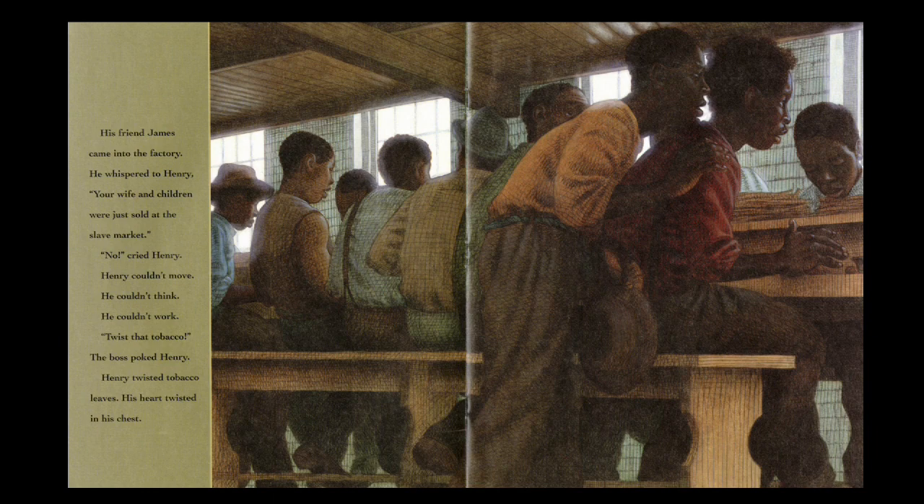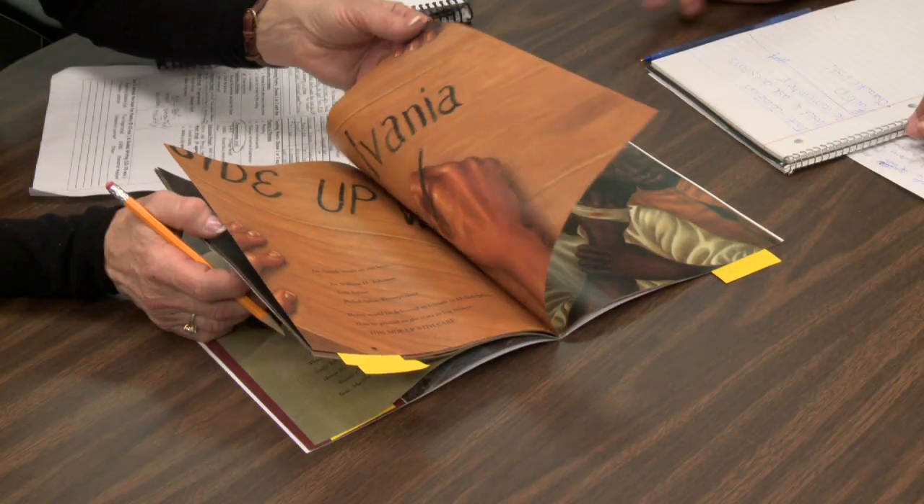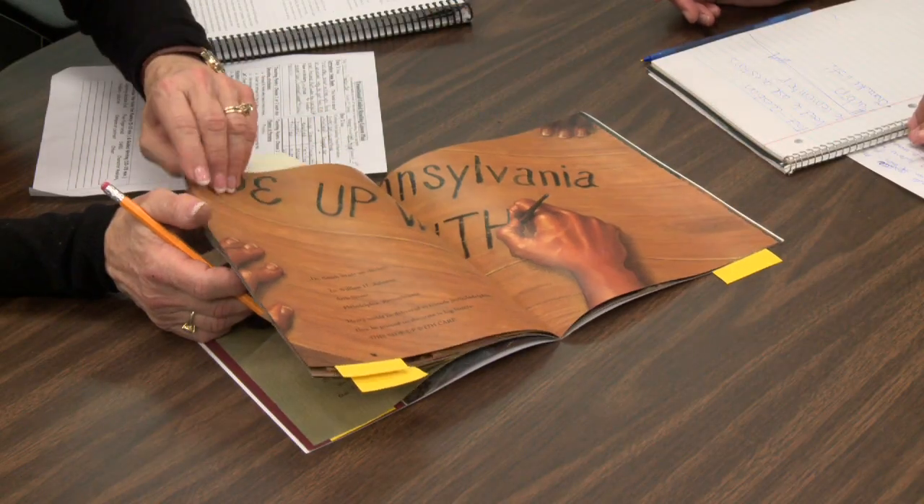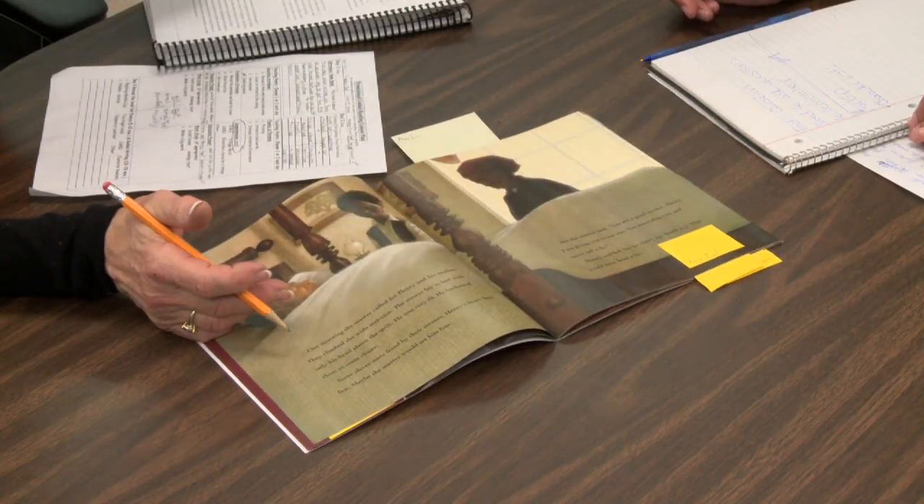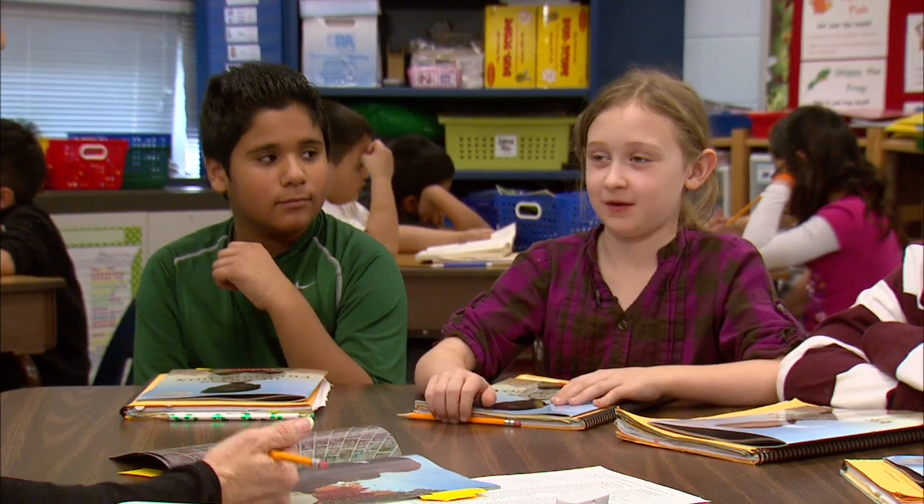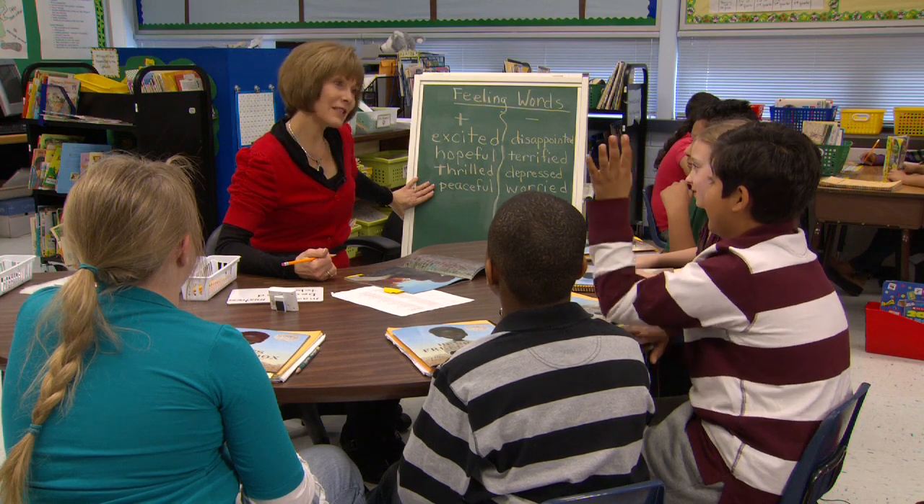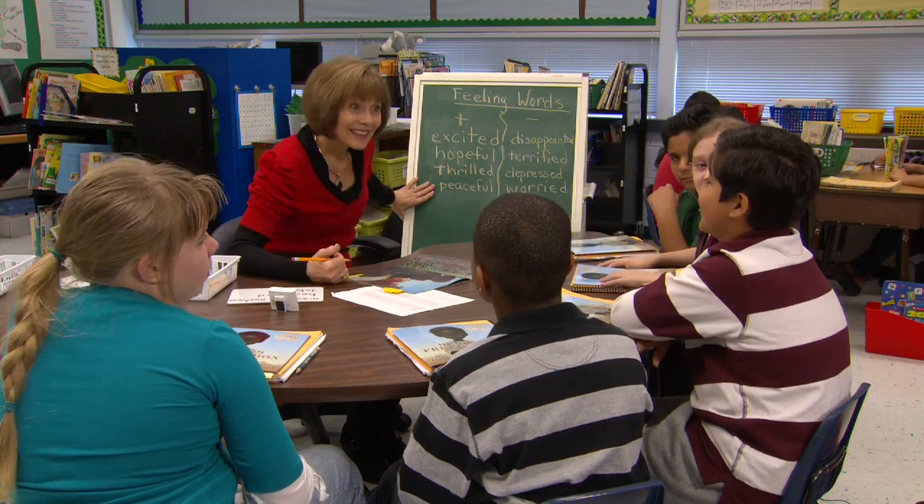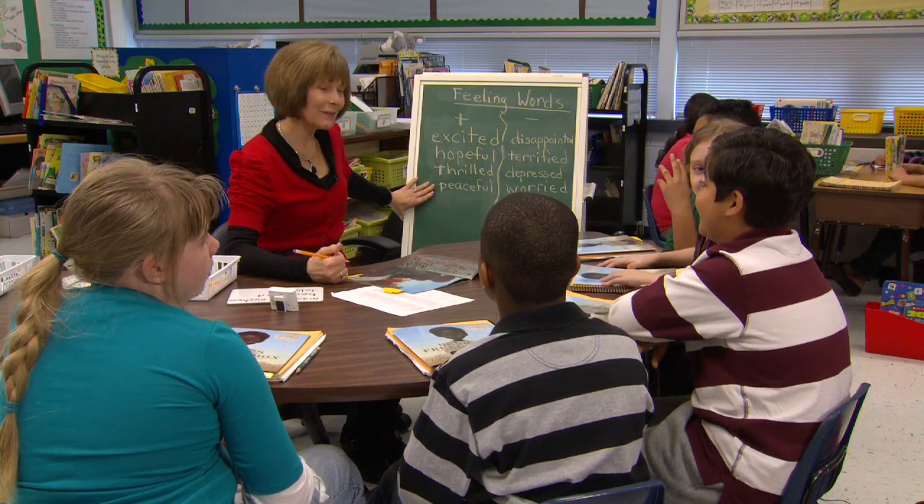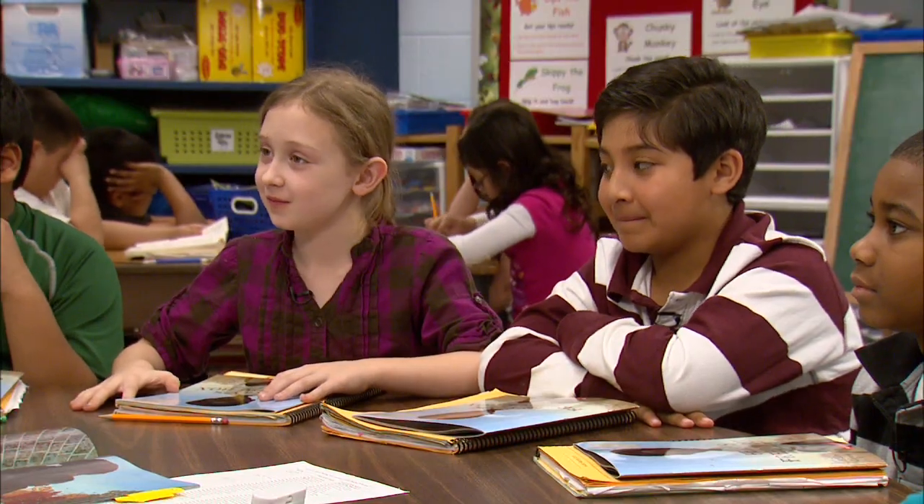I will provide a scaffold for the students by flagging places in the book where I want them to make an inference about the character's feelings. I'll also give them a list of vocabulary words that they can choose from to describe Henry's feelings. This will enhance their vocabulary and prevent them from using generic words such as happy, sad, and mad.